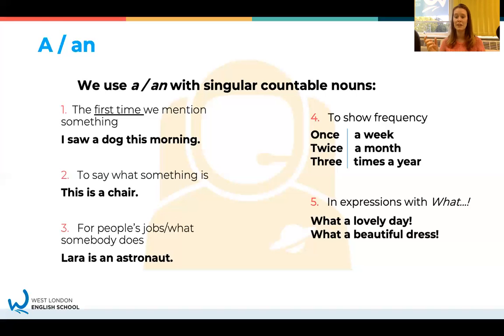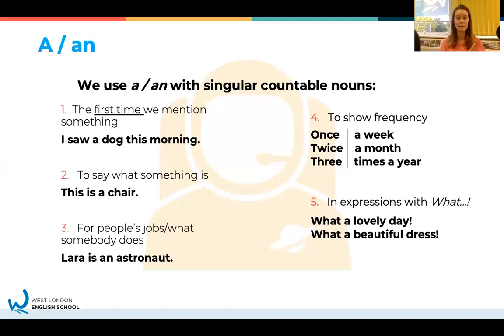Well, a is used if the next word begins with a consonant. For example, a banana, a carrot. An is used if the next word begins with a vowel. The vowels are A, E, I, O, U. So for example, we'd say an apple, an egg.